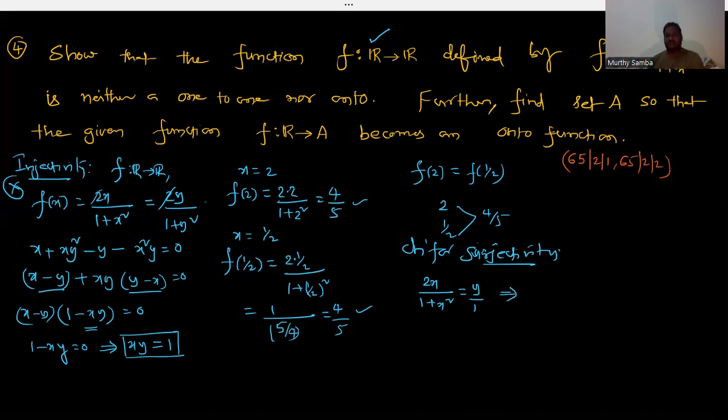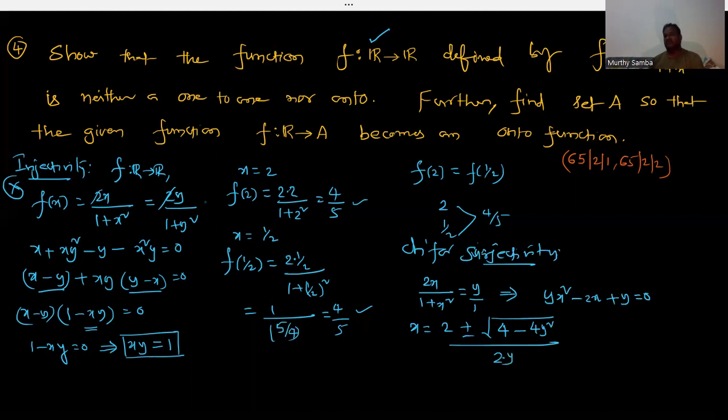y into x square is equal to 2x, so y x square minus 2x plus y is equal to 0. Again, it is a quadratic function, so I am using the quadratic formula. x is equal to minus b, which means minus of minus 2 is plus 2, plus or minus root over b square, minus 2 whole square is 4, minus 4 into y is 4y square, whole divided by 2 into a.